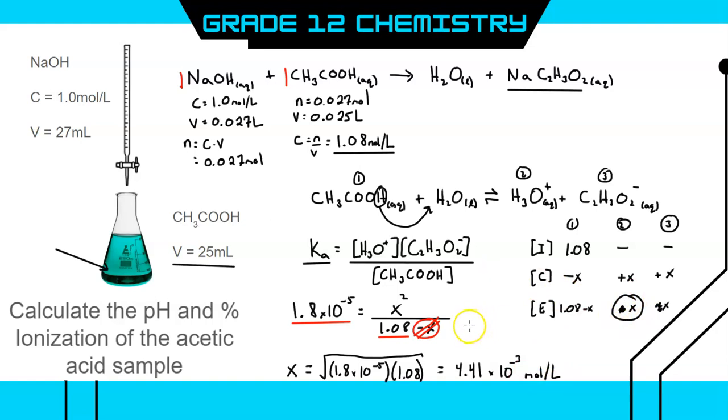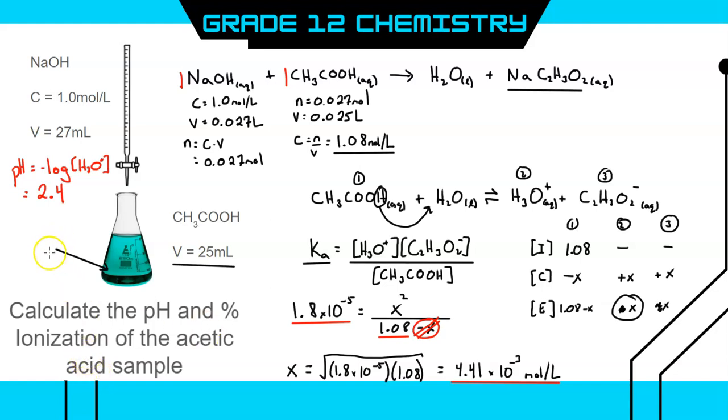So that is actually our concentration of our hydronium. Since we know the concentration of hydronium, we can figure out the pH, which is minus the log of our concentration of hydronium. Now that we know what that is, we can substitute that concentration into our equation, and we get the pH to be 2.4.